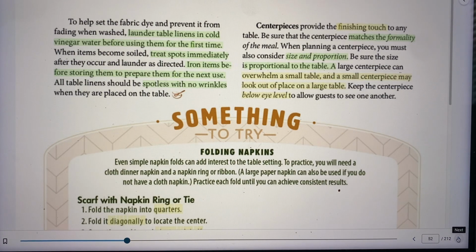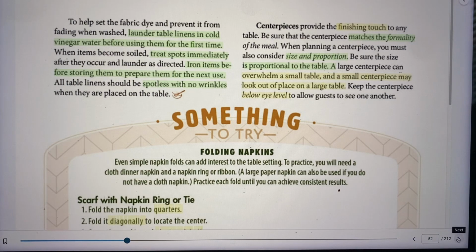So it says to help set the fabric dye. I wouldn't do this, but it basically says if you have table linens that you love and they're bright colors and such, before you use them, you may want to wash them in cold vinegar water, in the wash. The first time through the wash, put some vinegar in there so that the table linens don't get faded. I never knew that. Maybe even clothes you could do that. Put them in some vinegar water and it will keep their color.